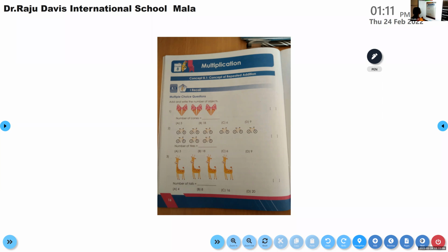Okay. Now let's move to the multiple choice questions. Question number 1. Add and write the number of objects. Here we have the first one, number of cones. Marin, what's the answer? We can see a group of 2. 2 plus 2 plus 2. What's the answer? 6. Option C, 6. Write C inside the bracket.